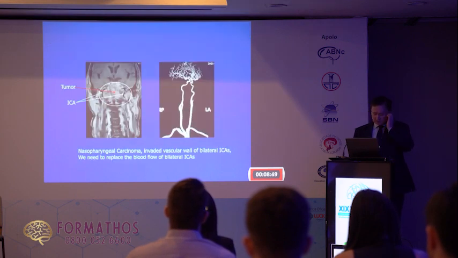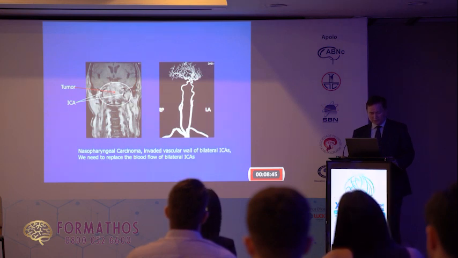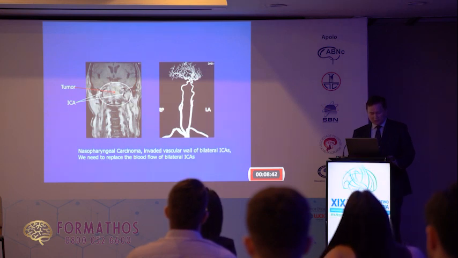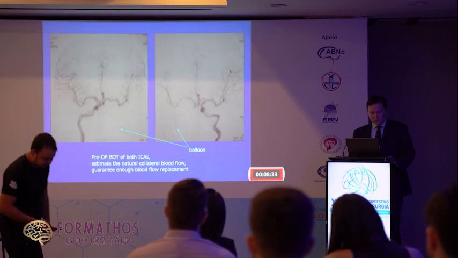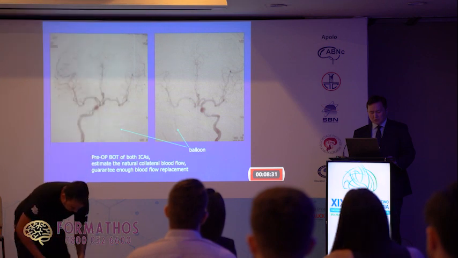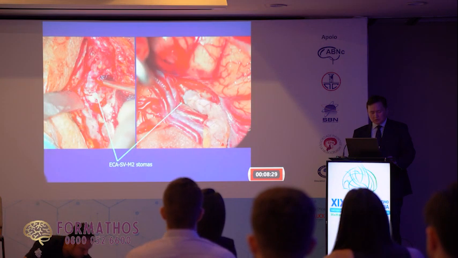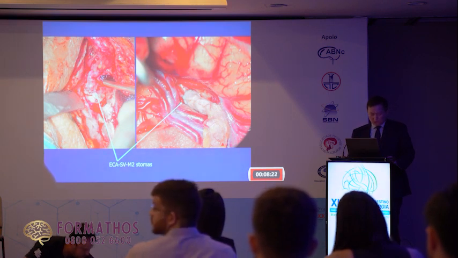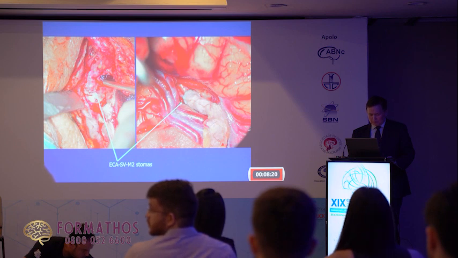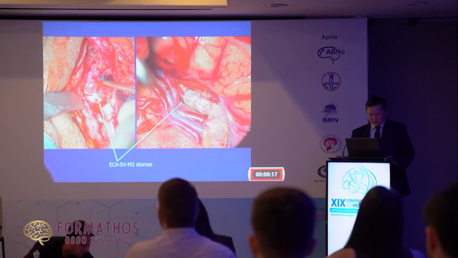Like this patient, both ICAs were totally invaded by the tumor tissue. So we should sacrifice both side ICAs, but before removing the tumor, we should do the revascularization. This is a balloon occlusion test. We can see the ACOM was quite good, which means we have a chance to supply the whole brain's blood flow from one side revascularization.